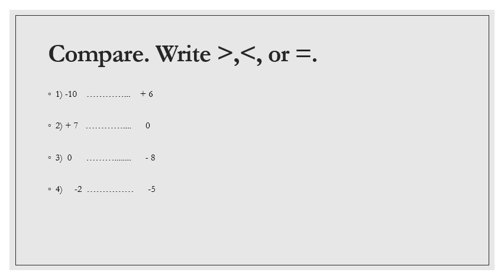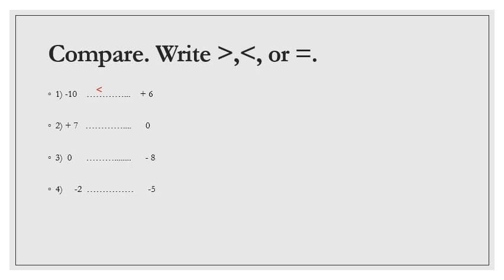Look at these examples. I want to compare these integers by writing greater than, less than, or equal. I have negative 10 compared with positive 6. I have a negative integer compared with a positive integer. Here I can say the positive integer is greater than the negative integer, so I'll put that sign.